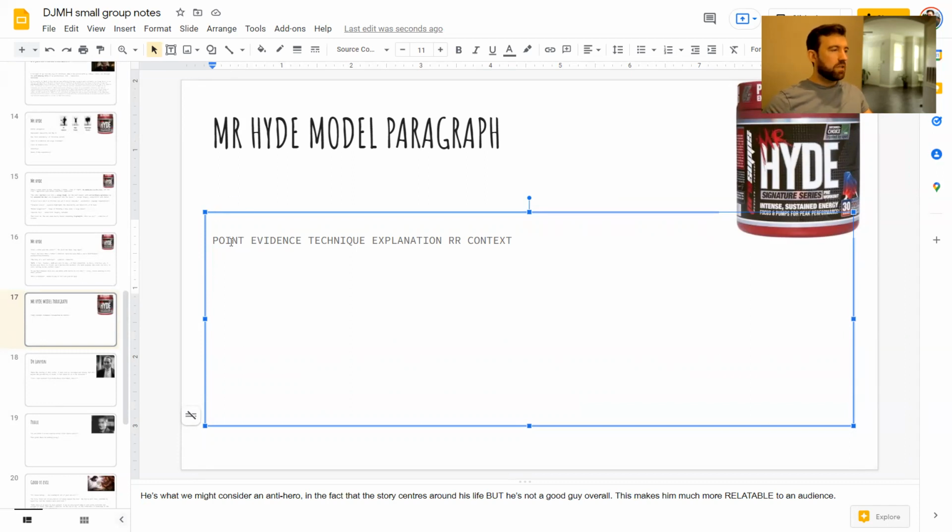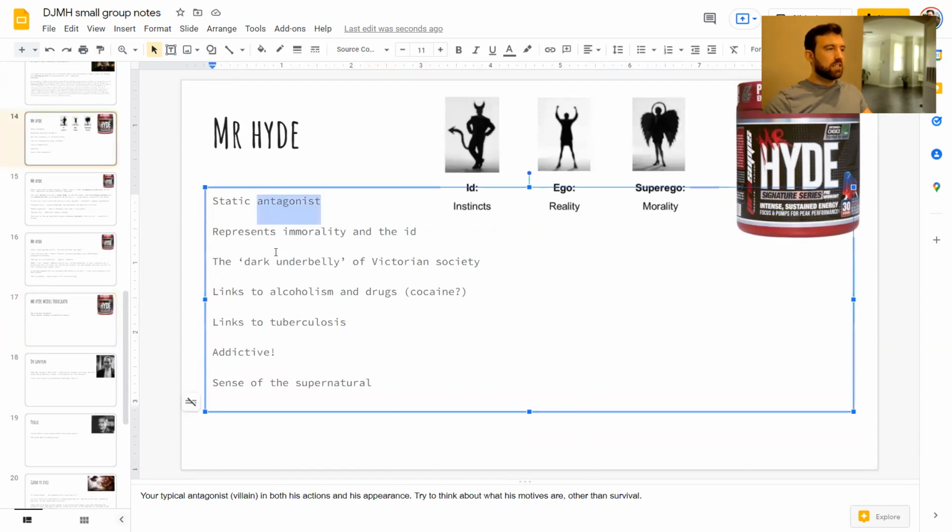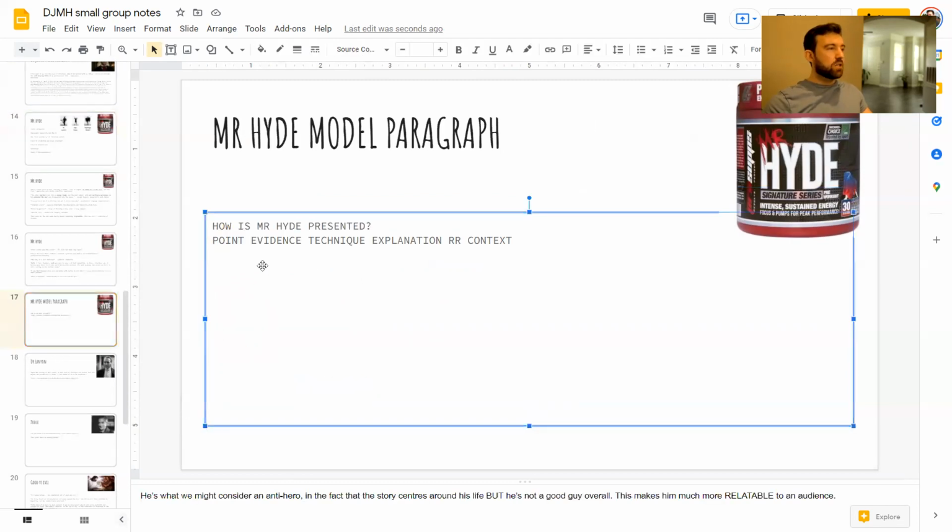We're just going to do, for Mr. Hyde, a few points that you might raise if the question was something like, how is Mr. Hyde presented? I do this same sort of question for every character to keep it nice and broad. Some of the points that we could do, as I said at the beginning, is he's presented as a static antagonist, he represents immorality, he represents the dark underbelly of Victorian society, he represents addiction, he represents the supernatural. I think for me today, I'm just going to keep it fairly simple. I'm going to go with that he represents immorality. Okay, so let's get going.